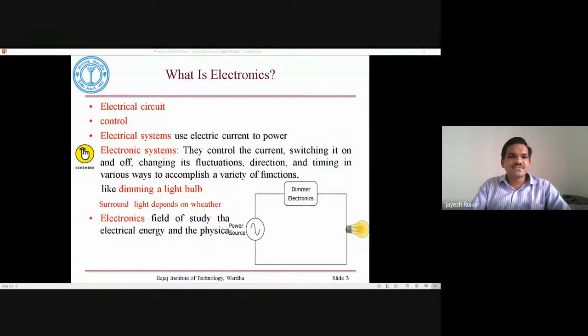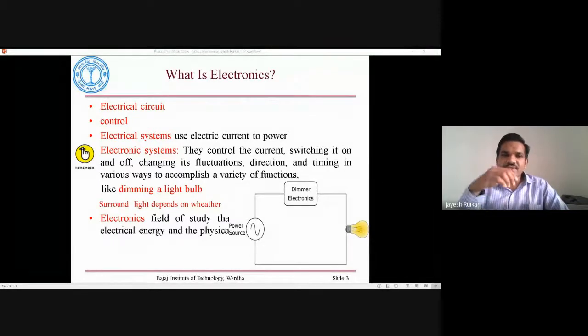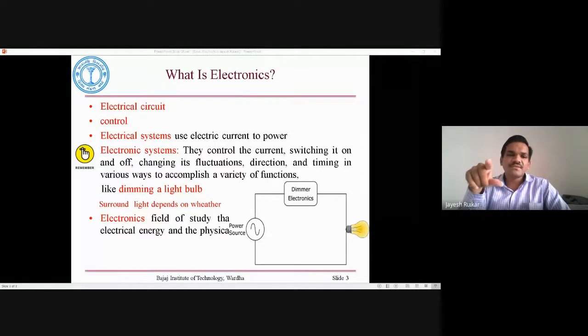So what is electronics? When you turn on a light in your home, what happens? You are connecting a source of electrical energy, usually supplied by a company like MSCB, to the light bulb in order to complete that particular path. That is known as an electrical circuit.